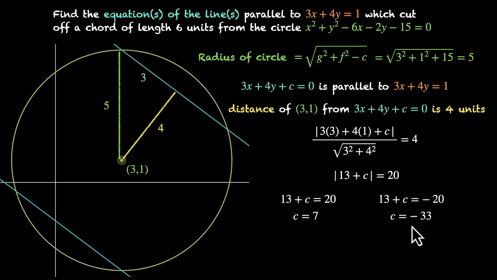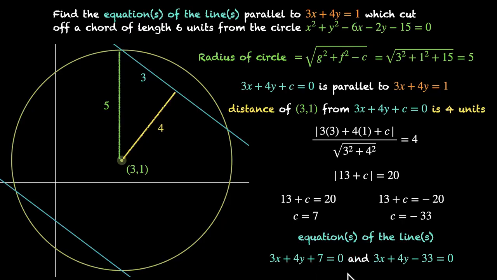So we have the value for c for both of these lines. If you plug them back, we get the equation of both of these lines. The first one is 3x plus 4y plus 7 equals 0. And the other one is 3x plus 4y minus 33 equals 0. These two lines are parallel to 3x plus 4y equals 1. And both of them cut off a length of 6 units from this given circle.